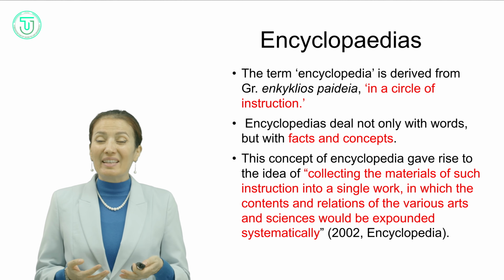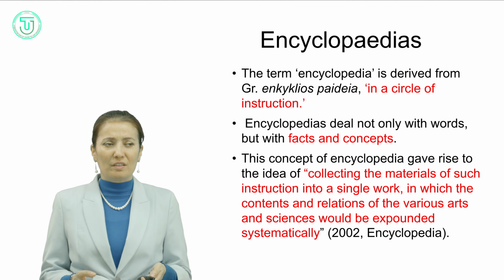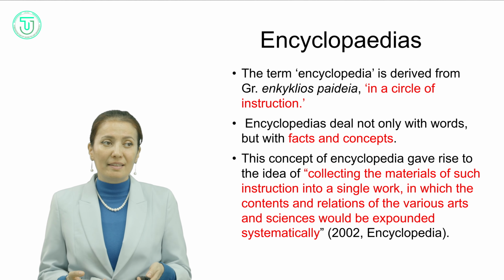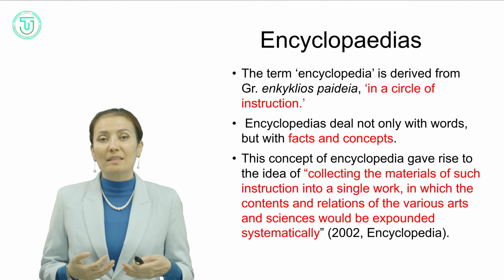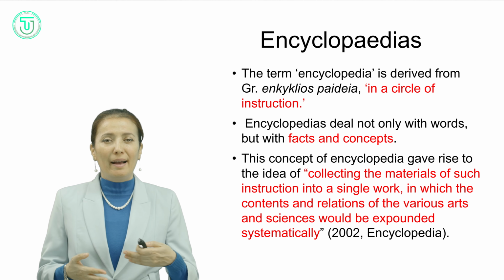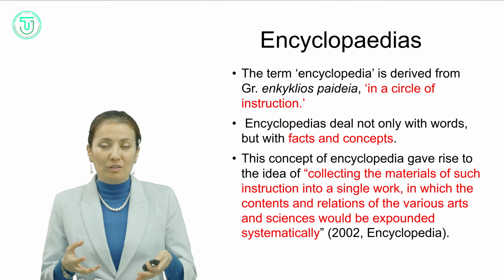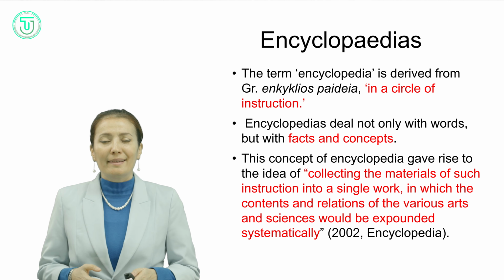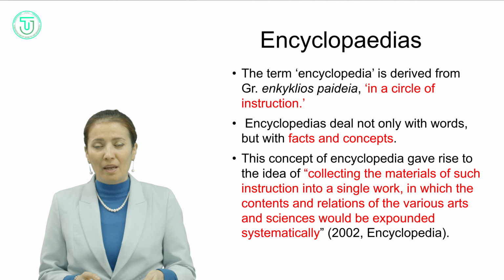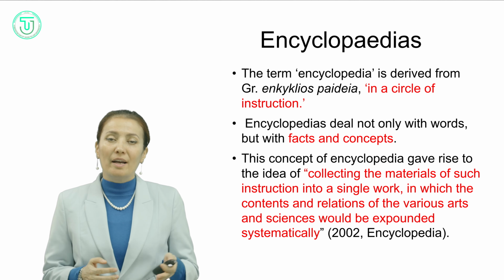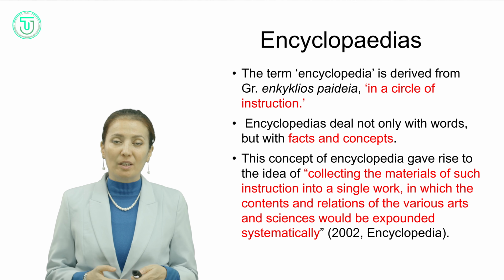This concept of encyclopedia gave rise to the idea of collecting the materials of such instructions into a single work, in which the contents and relations of the various arts and sciences would be expounded systematically. I'm sure that you had an encyclopedia for children in your childhood, for example, the Oxford Encyclopedic Dictionary. There is explanation of different fields of science, like astronomy, philosophy, geography, etc. So it refers to extra-linguistic reality, and it provides information about the extra-linguistic world.